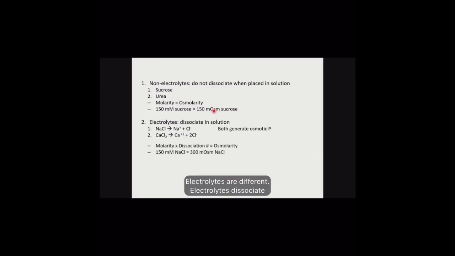Electrolytes are different. Electrolytes dissociate in solution. So if you put sodium chloride in water, that's going to dissociate into sodium and chloride. So now you have 2 solute particles. Okay? Calcium chloride, you put it in water, it dissociates into 1 calcium and 2 chloride. So now you have 3 solute particles. So in this case, the osmolarity is going to be the molarity times the dissociation number. So if you have 150 millimolar sodium chloride, you put it in water, it dissociates into sodium and chloride, so the dissociation number is going to be 2. So the molarity times 2 is 300 milliosmolar. Does that make sense?